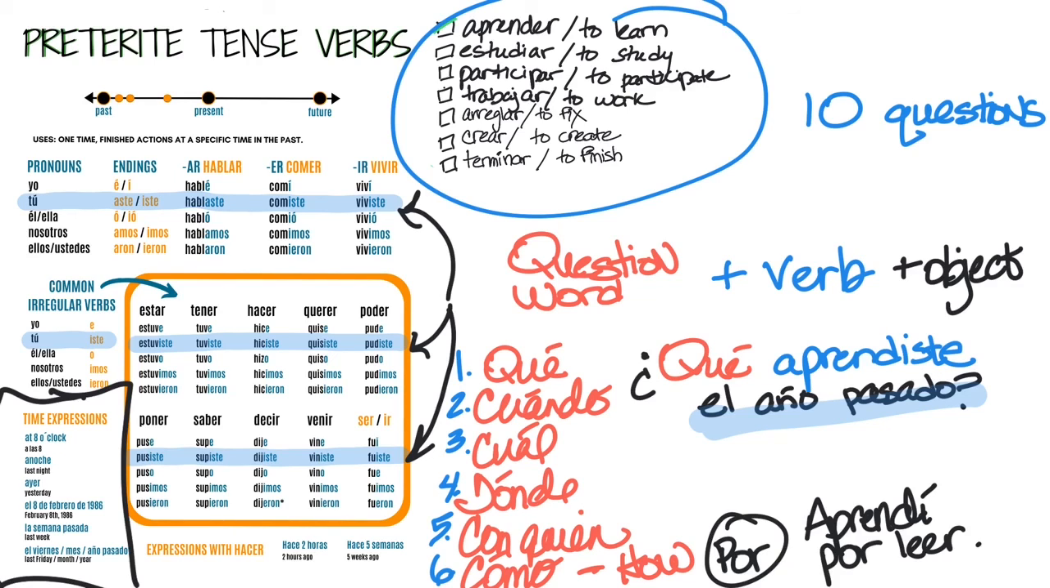You could ask, where did you learn? What did you learn? Who did you learn with? How long did you learn? Why did you learn? You could ask many questions with all the different question words, and they're going to all get different answers. So this is very flexible. It's very difficult for us, but it's going to be great practice.